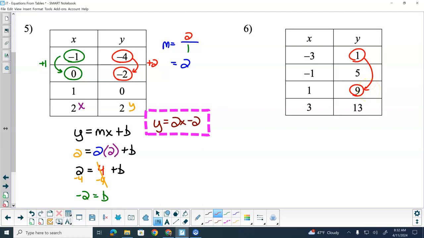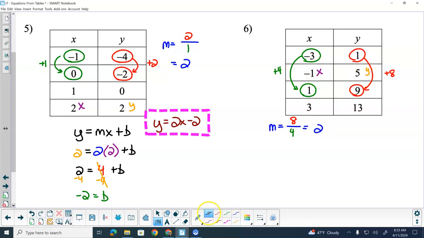And there's, that's going to be a plus 8. And from here, that's going to be a plus 4. So my slope is going to be 8 over 4, which reduces down to just 2. Then I'm going to pick this middle one, the second one.